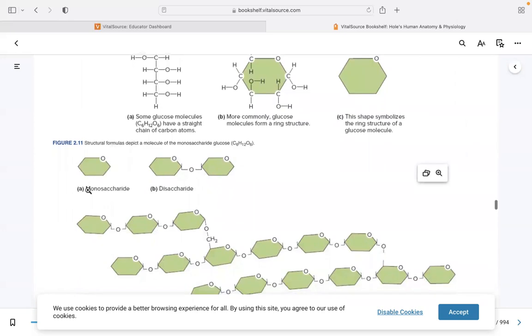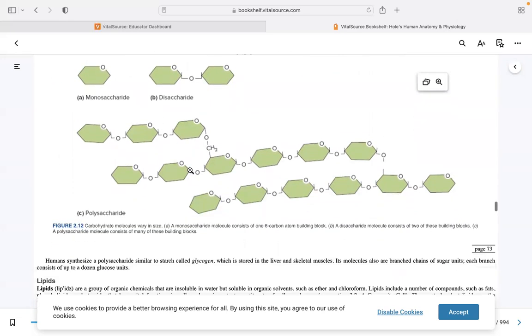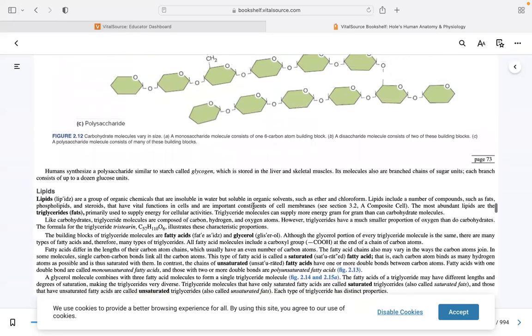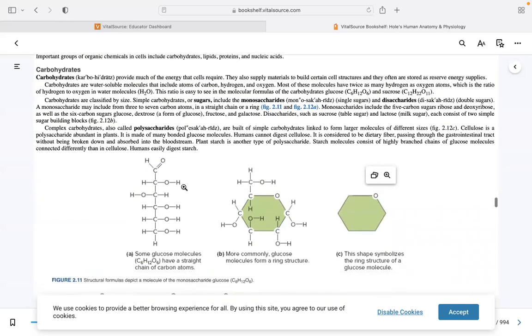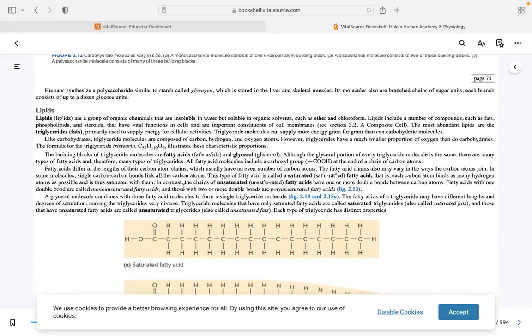So you got monosaccharides, like this glucose, is just one. Disaccharides, they're two simple sugars put together. And a polysaccharide is a whole bunch. Now, part of those carbohydrates is starch, and we know if you eat a lot of starchy foods, it promotes storage.